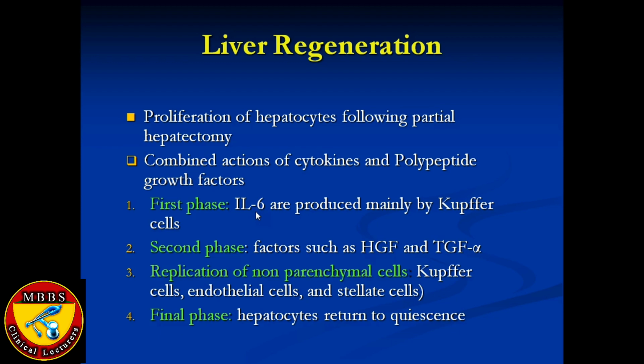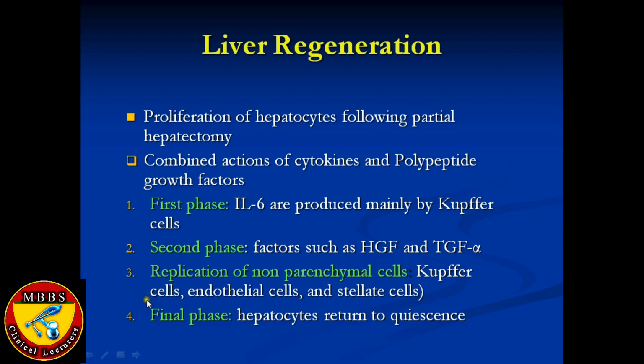The second phase is that where the growth factors are released, that is the hepatocyte growth factor and the transforming growth factor alpha. These are released and they act upon the hepatocytes and make them divide. A secondary process which is taking place is the replication of non-parenchymal cells, that is the Kupffer cells, the endothelial cells, and the stellate cells. So this comprises the second phase, and that is of proliferation by means of growth factors.